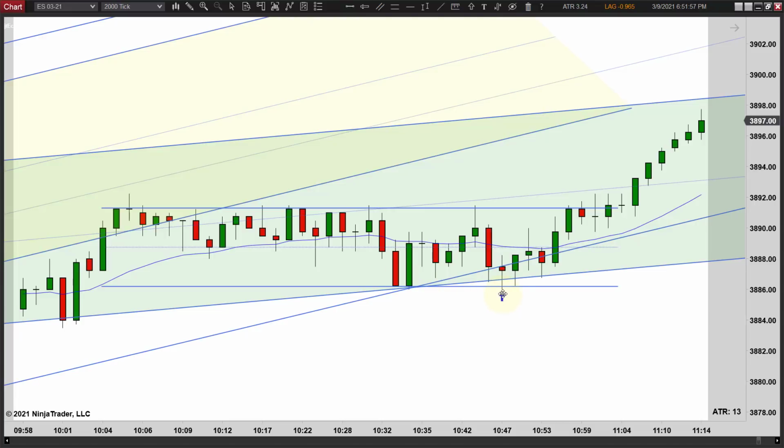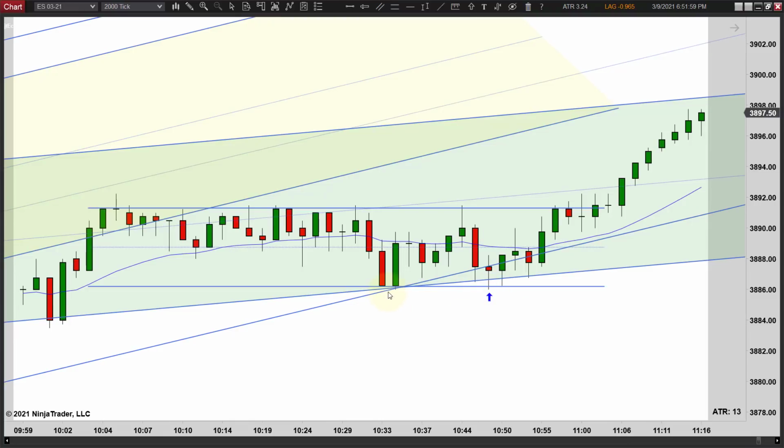But the reason I like this one is just it's a failure. Notice we made that low. You try to go short once, try to go short twice, and it fails. If it breaks higher here, we're probably going at least to test the highs.